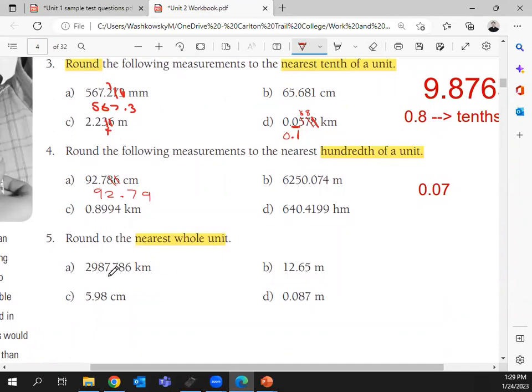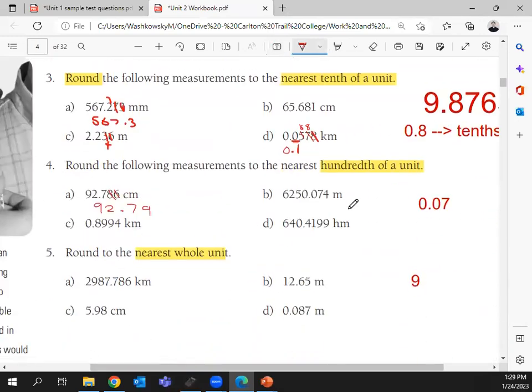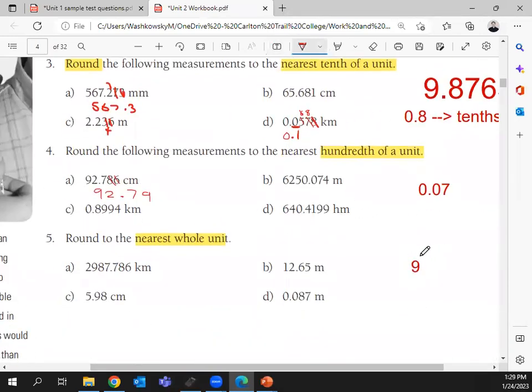And then we also have the nearest whole unit. The whole unit is just the number before the decimal, right? So that would just be the 9. That's it. So with the example I had up here with that 6.0, if you were to round that to a whole number, it'd just be 6. But otherwise, it'd be whatever it's telling you to do. So if you're rounding this one to a whole number here, you'd get 2,988.